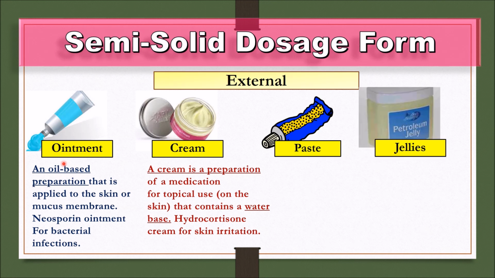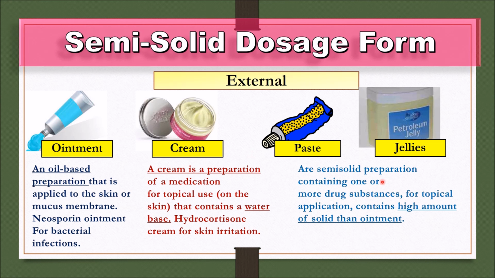Then we have paste and jellies. Pastes and jellies are semi-solid preparations that contain one or more drug substances for topical application. The difference between paste, jellies and ointment is that in pastes and jellies there is a greater amount of solid content as compared to ointment. So this is the difference between paste, jellies and ointment.